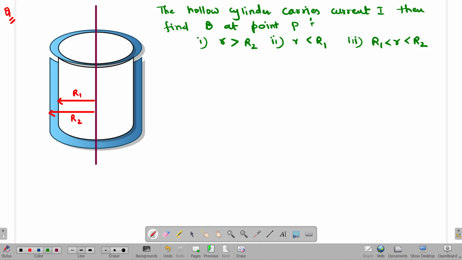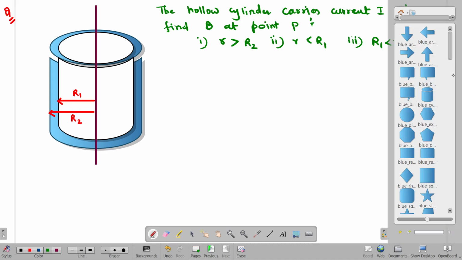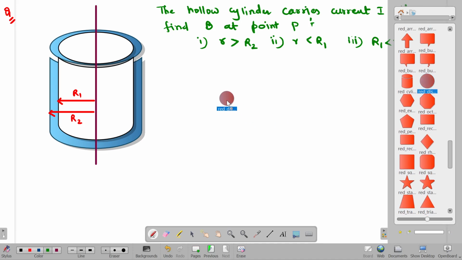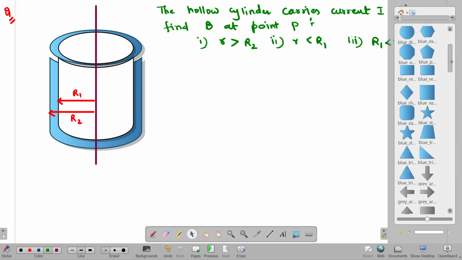Tell me what will be the answer. Okay, see, I'm telling you an idea how to handle it. Whatever figure is given to you, I'll use a circular one.